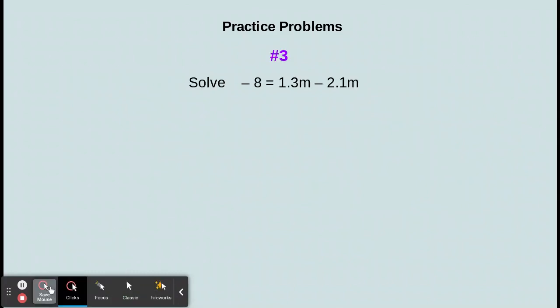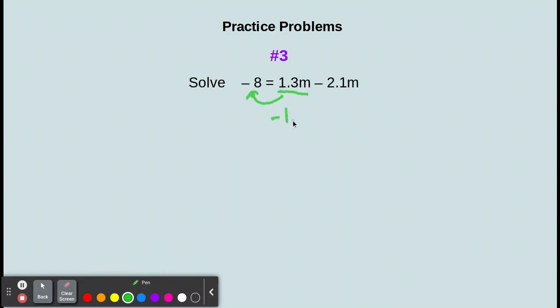Last practice problem. Practice problem number 3. Here we have our constant. We need to move it to the other side. But how do we move it to the other side? Well, it's positive. We need to do the opposite. We need to subtract it. Ooh, my mistake. I didn't see that m there. So let's start that over. Both have m to the power of 1. So we need to combine these like terms, right? 1.3m minus 2.1m. What is that? Negative 0.8m.